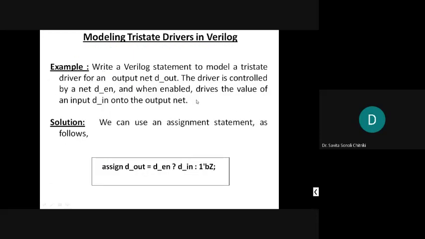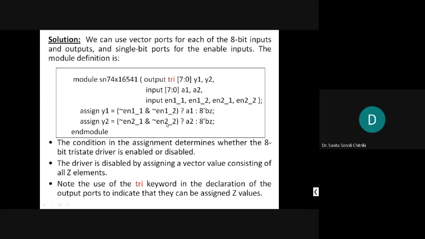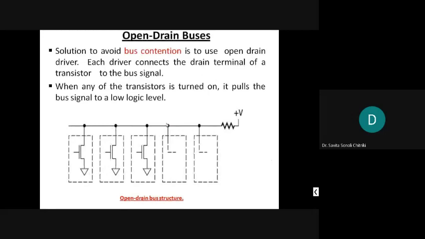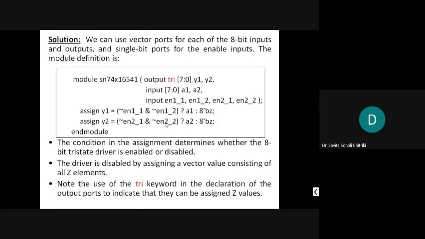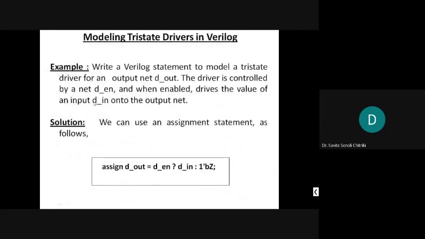So write a Verilog statement to model a tri-state driver for an output net D out. So one output is declared as D out there, right? The driver is controlled by a net D enable. So this is controlled by a net D enable, and when enabled, drives the value of an input D in onto the output net.